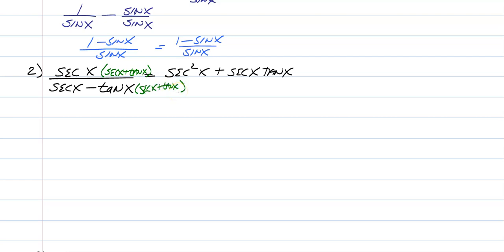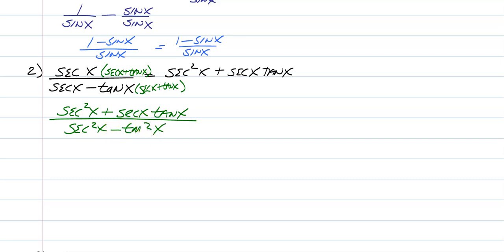And what happens when you do that, if you distribute this, you're going to have secant squared x plus secant x tangent x. And if you look at that, that's what we're trying to find. However, we have a denominator, and once you FOIL this, you're going to have secant squared x minus tangent squared x. Okay? So the whole point of doing that is so you can come up with this Pythagorean identity.